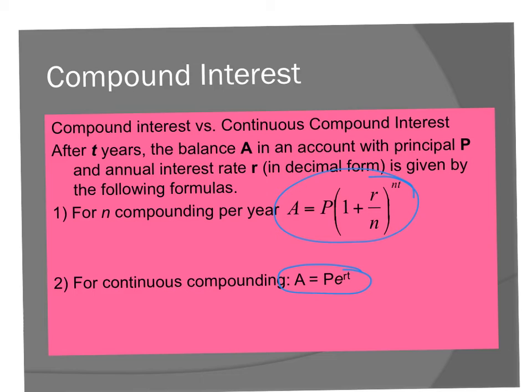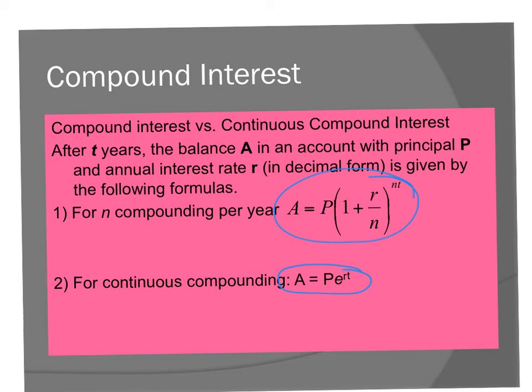A is what would happen at the end, okay? So if I put $1,000 in and it's earning 5% and I'm getting compounded monthly, then you would take each of those parts and plug it in. The more you can compound something, the more earnings you're going to get on it.